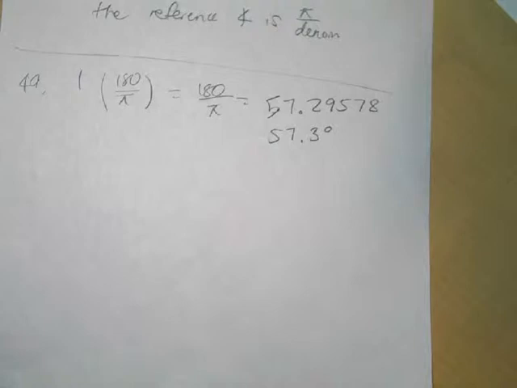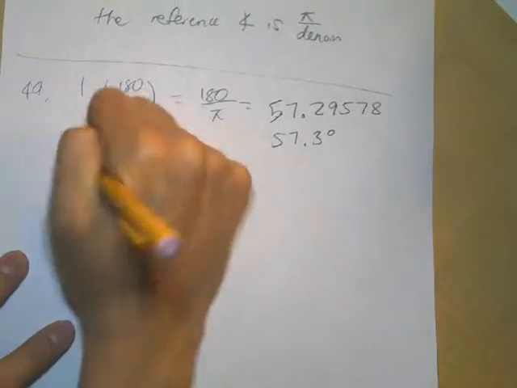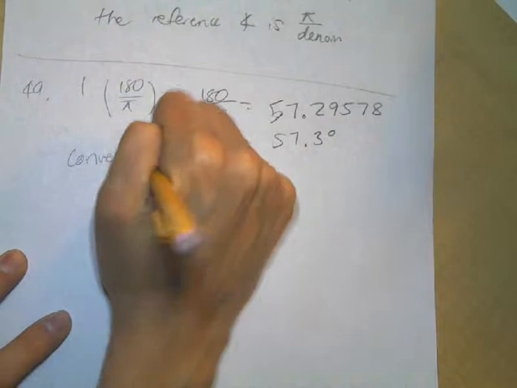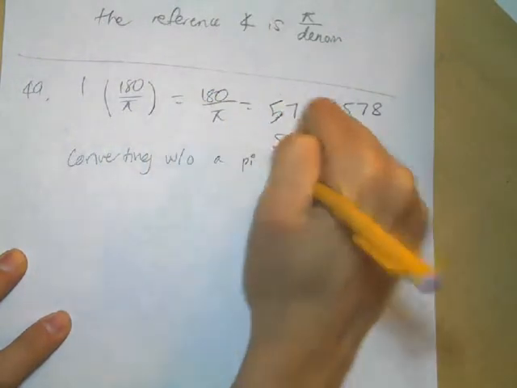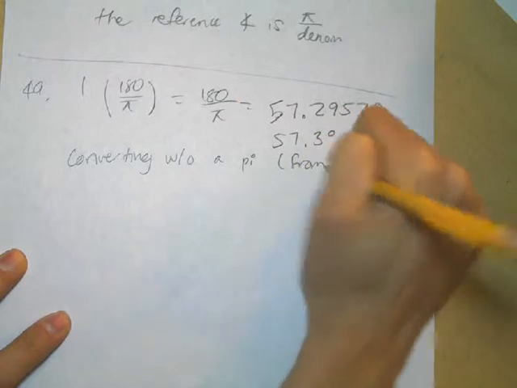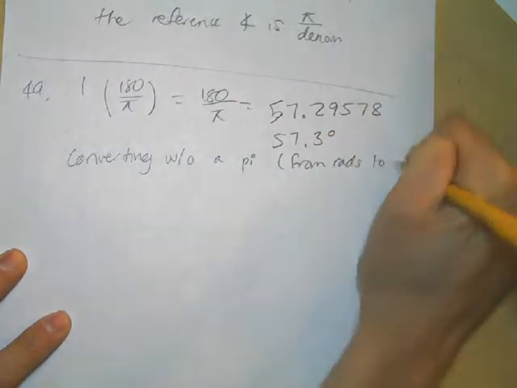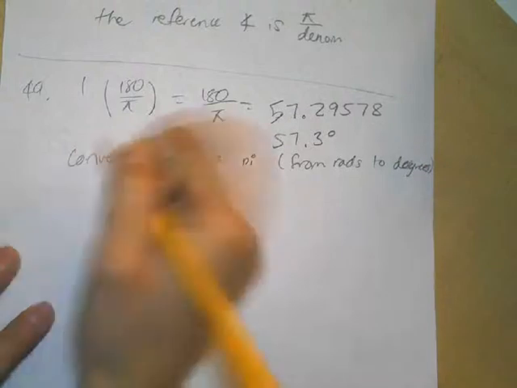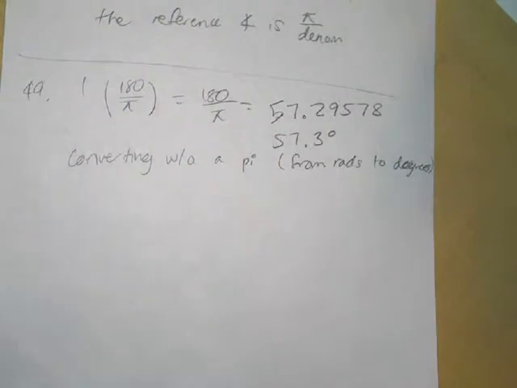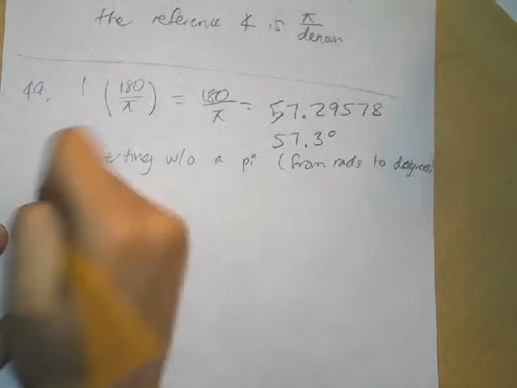This is when there's no pi on it, so converting without a pi. And this is from radians to degrees. The second idea uses the table. So we're going to come back to the table.